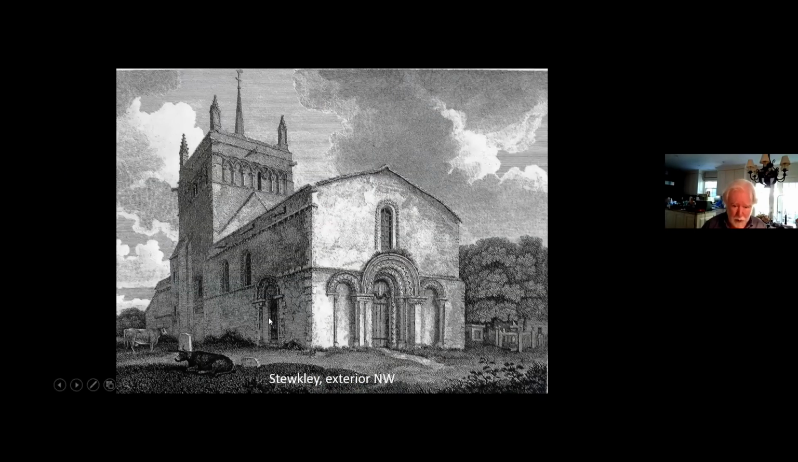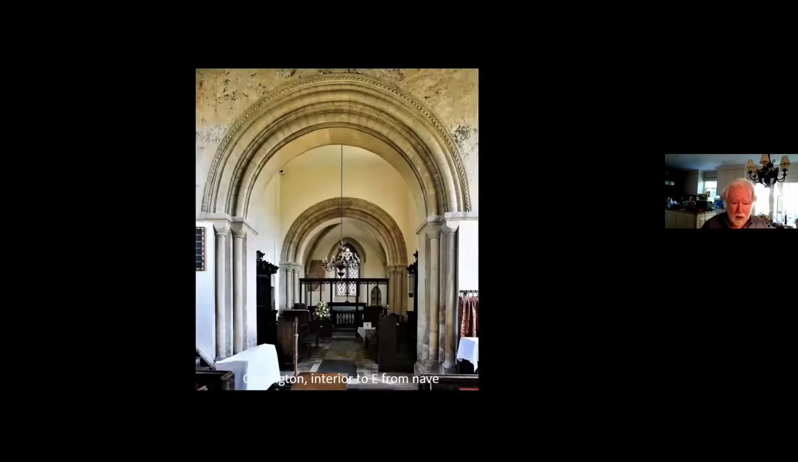There's the north doorway in an engraving at Stukely. Good, let's take you back to Cassington and a look inside. I'm standing in the nave, so looking through the west arch of the axial tower, you can work out that it's not vaulted from there.